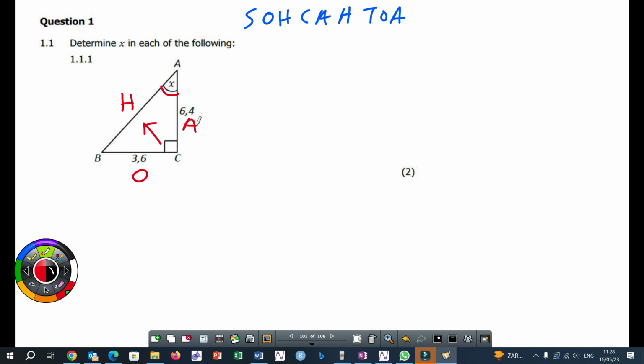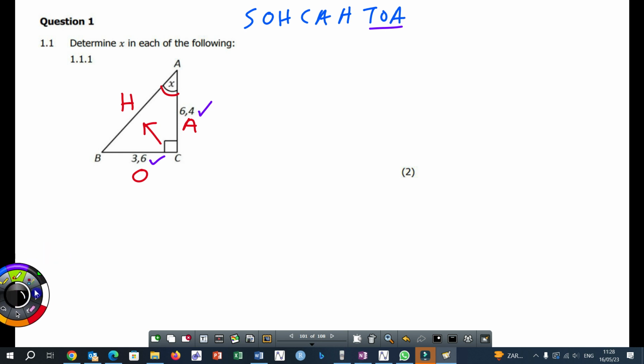X is an angle. Now, based on the information, we are given the opposite side, we are given the adjacent side. So, which trig ratio can we use there? Okay, so we're going to use what? Alright? So, firstly, I'm going to write tan x is equal to opposite over adjacent.